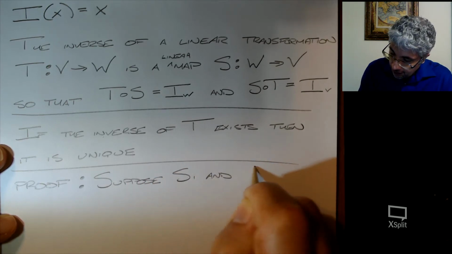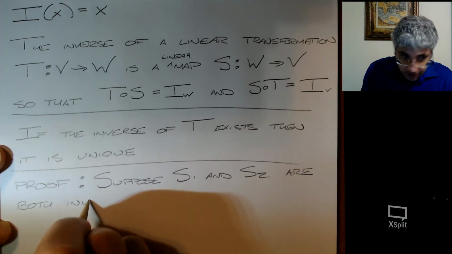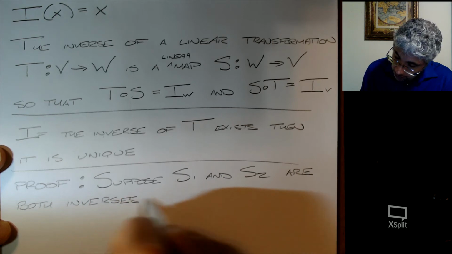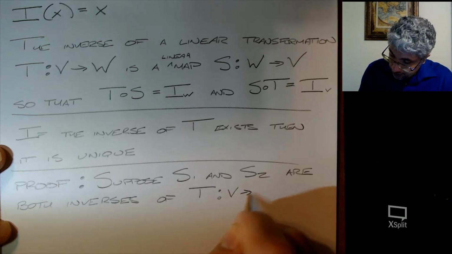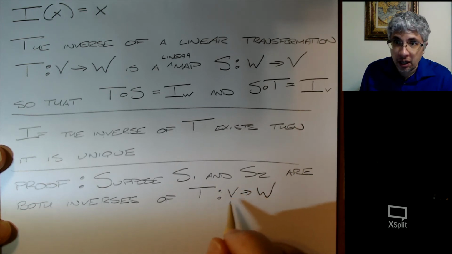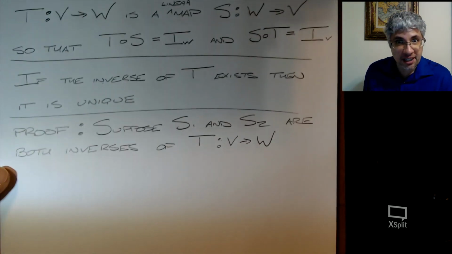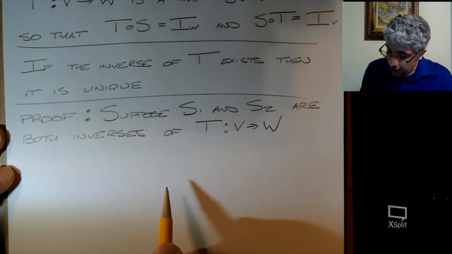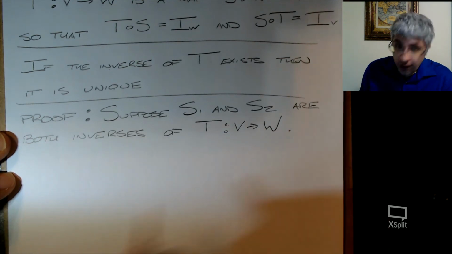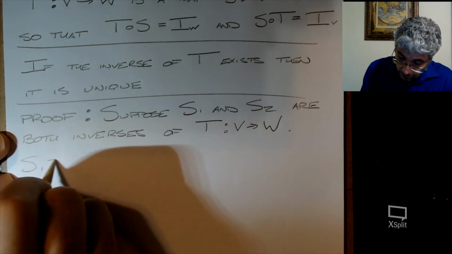So let's suppose S1 and S2 are both inverses of T, which I could say goes from V to W. I could also write that T is in the L(V,W) notation, the collection of linear maps from V to W. I could do that as well, but I kind of like to draw the arrow. I like the action of the arrow there. So suppose S1 and S2 are both inverses of T. I want to show that they're the same. So how could I show that? Well, let's start with S1 and try to think.